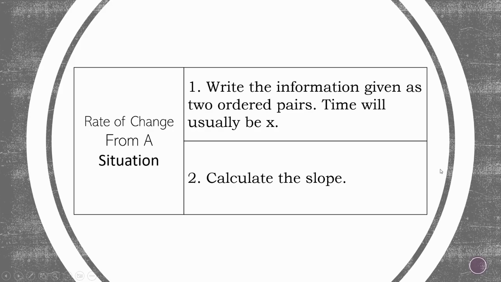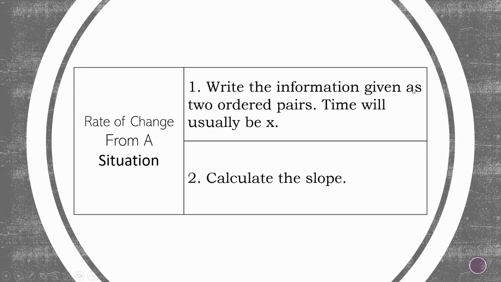Okay, so my rate of change from a situation, we will write the information given as two ordered pairs. Okay, that's why we did those warm-ups with the ordered pairs there. Okay, so we remember how to do that and get used to doing that. Time will usually be my x value in those ordered pairs. So remember, our ordered pairs are given in x comma y in parentheses. Parenthesis x comma y close parenthesis.